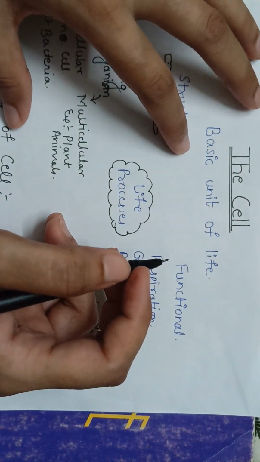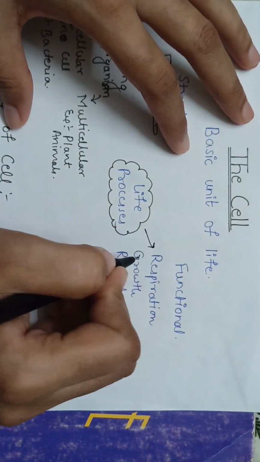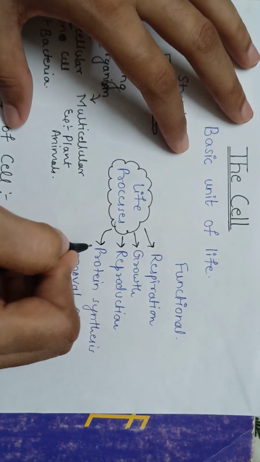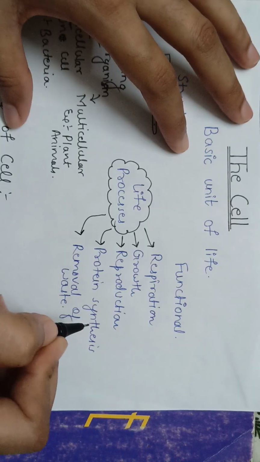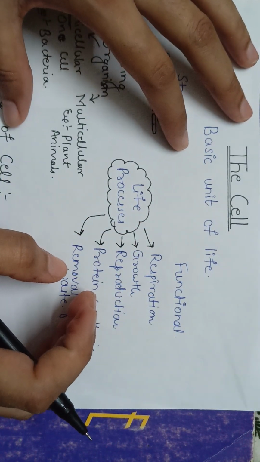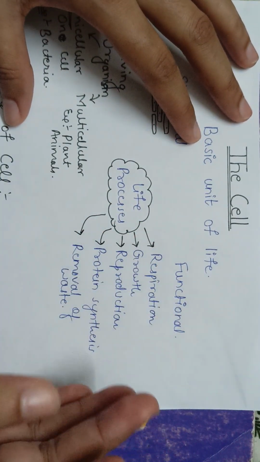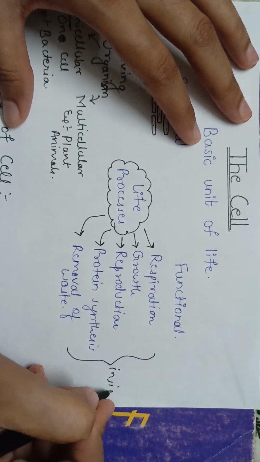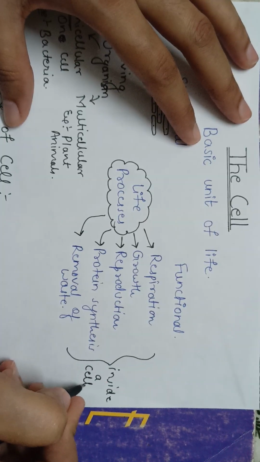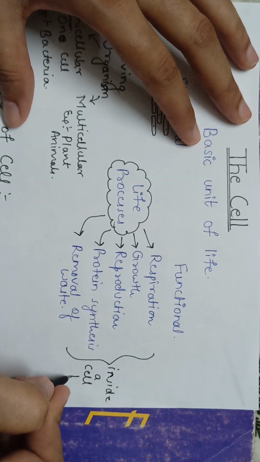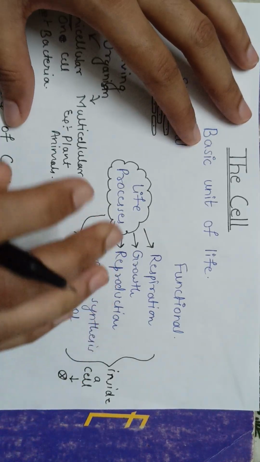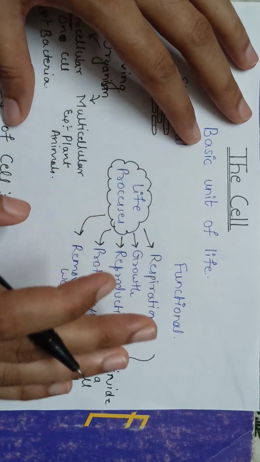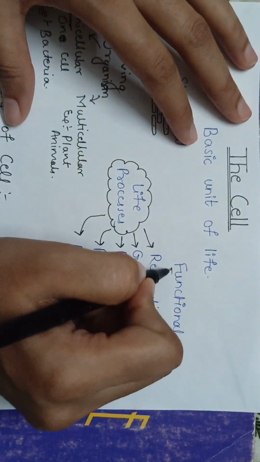So what are those processes? Like respiration, growth, reproduction, protein synthesis, and also removal of waste. These are some of the examples of the processes that occur inside our body. There are many more processes. So all these things are carried out inside a cell. If a cell is not functioning properly, there could be no life, because all these processes will be stopped. So that is why it is a functional unit of life.